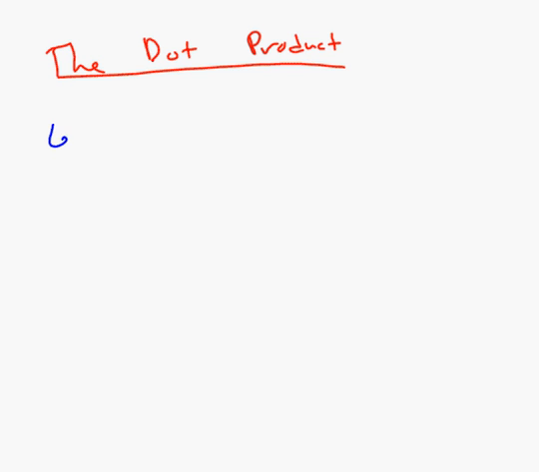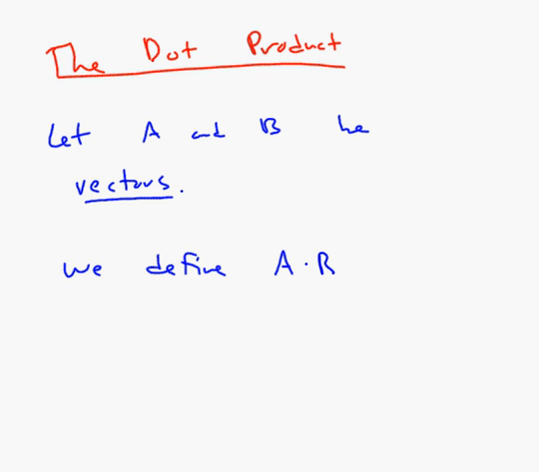Okay. So we're going to say let A and B be vectors. And I'm going to tell you that we define A dot B, and that's literally how you read it, A dot B, to equal, ready for this? The norm of vector A times the norm of vector B times the cosine of theta, where theta is the angle between those vectors.